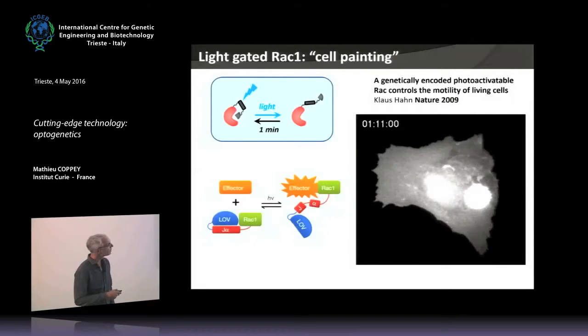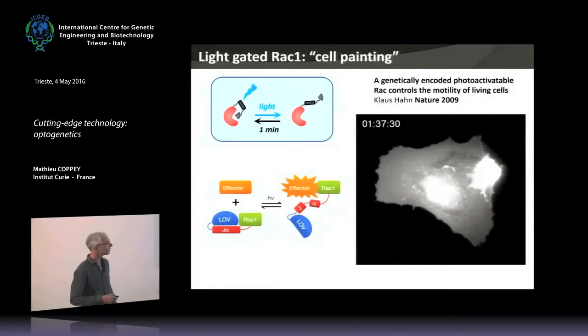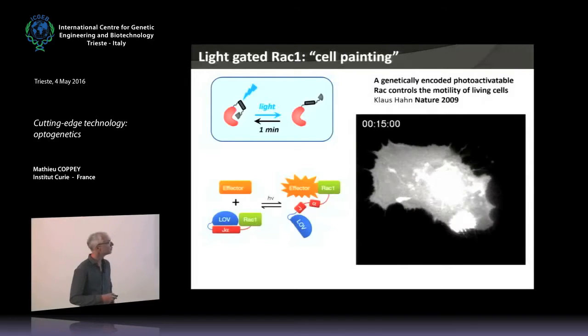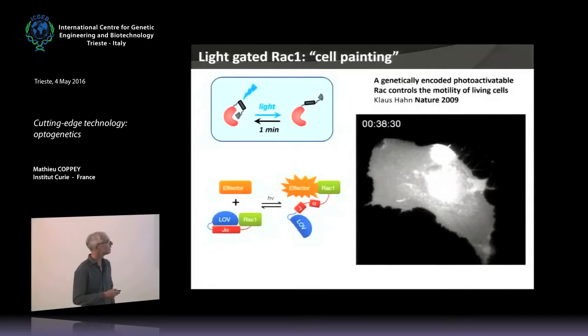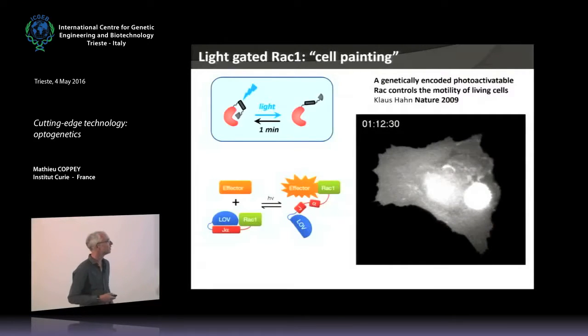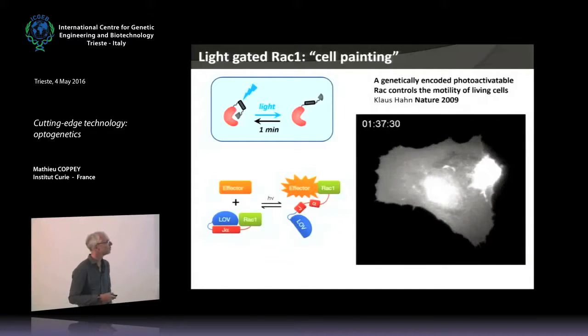So this is one example where you see a single mammalian cell on a coverslip that is expressing this construct. The bright spot that you see is a laser that you shine. You see the reflection of the laser on the coverslip, which lets you see where you shine light. And you see that every place you shine light, you make the cell activate the RAC1 signaling pathway that ultimately leads to actin polymerization, branching and protrusion. They call it cell painting. You can paint the border of the cell as you like by just using this laser.